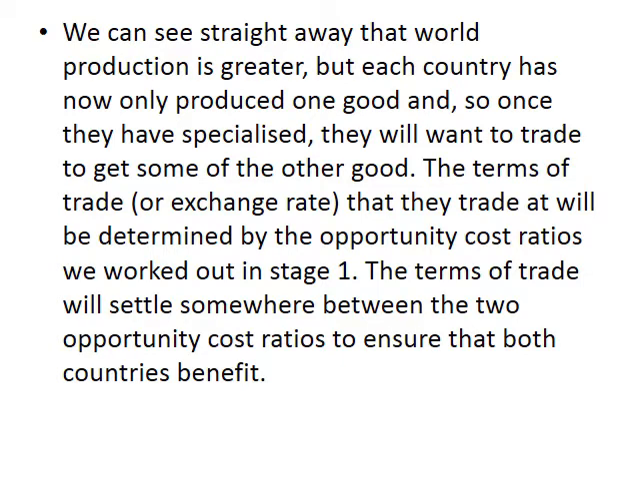So how is the production greater? Because each country has now only produced one good, and so once they've specialized, they will want to trade to get some of the other good, because what good is hardware without software and vice versa. The terms of trade, or the exchange rate that they will trade at, is going to be determined by the opportunity cost ratios that we worked out in stage 1. The terms of trade will settle somewhere between the two opportunity cost ratios to ensure that both countries benefit.